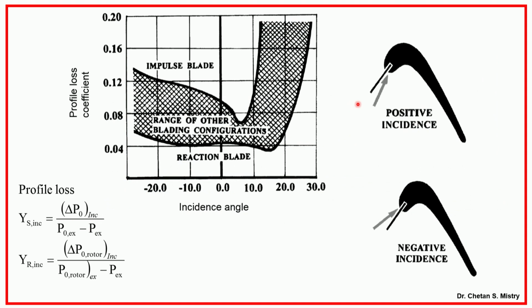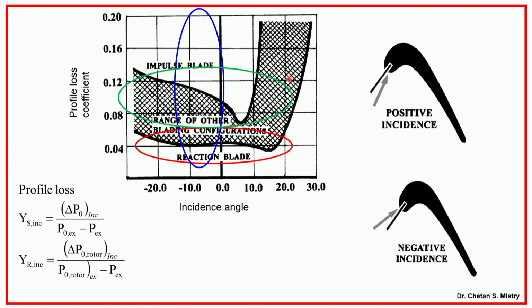Now, there are types of blading that we have discussed in terms of degree of reaction. If we consider one of the parameters, that is what we define as profile loss. Profile loss is nothing but the loss because of how the flow behaves on my suction surface and pressure surface. For my reaction blade, I will have lower profile loss. At the same time, when I talk about impulse blading, I will have large profile loss.